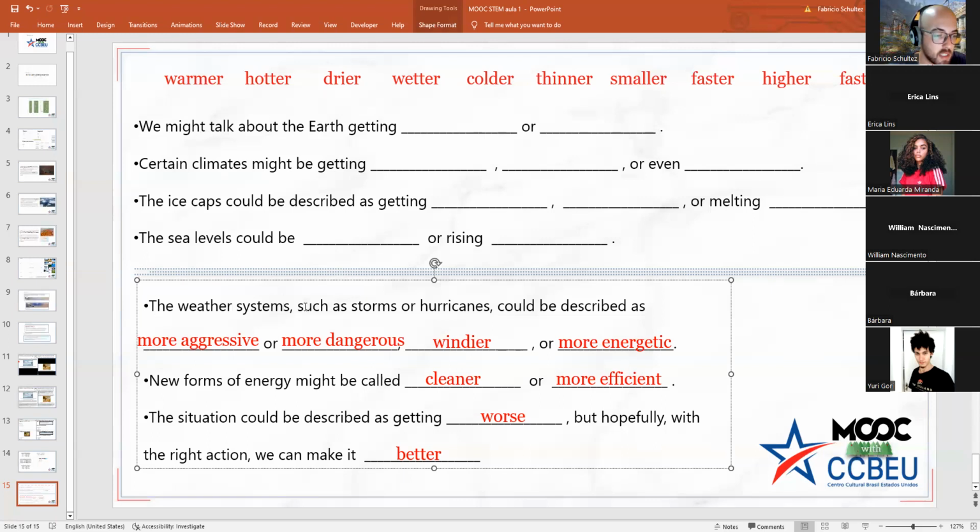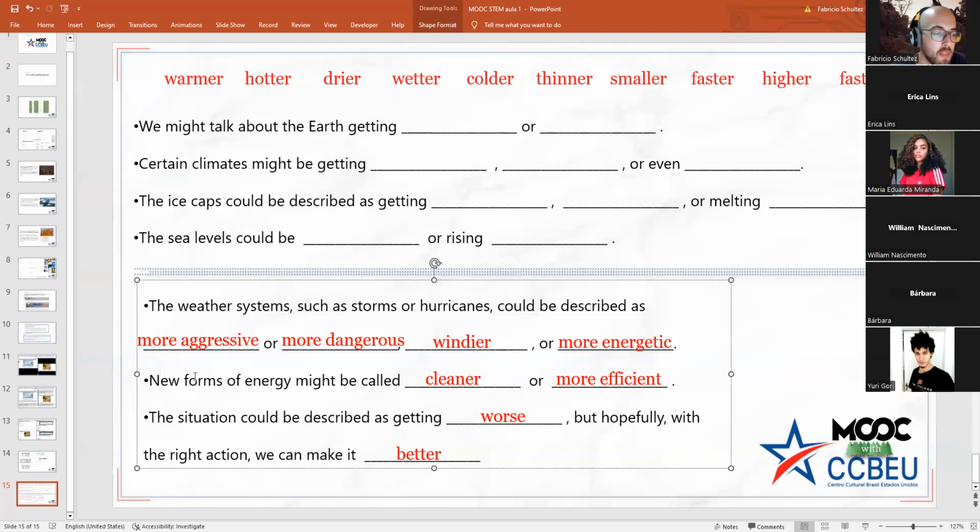The weather systems, such as storms or hurricanes, could be described as more aggressive or more dangerous. And windier or more energetic.